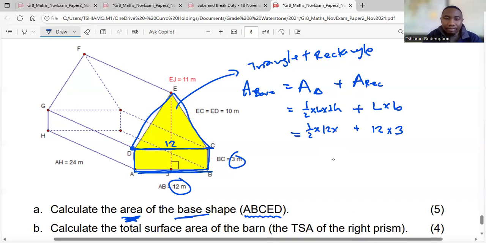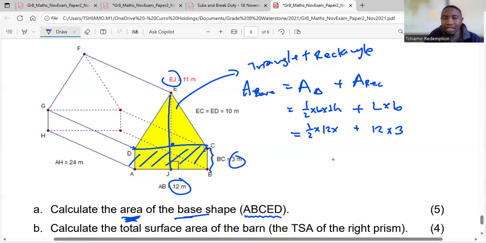Now, what will be the height? The height of EJ is given as what? EJ is from here. Let me just remove this. Can you see EJ? It's this whole length. But the triangle only starts there. So meaning this part is already covered in the rectangle. So I'm going to say 11 minus 3, which is 8. Sorry. So meaning the height is 8. So I'm going to write 8 there.